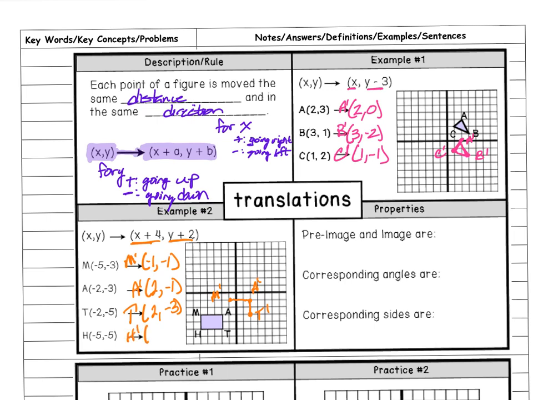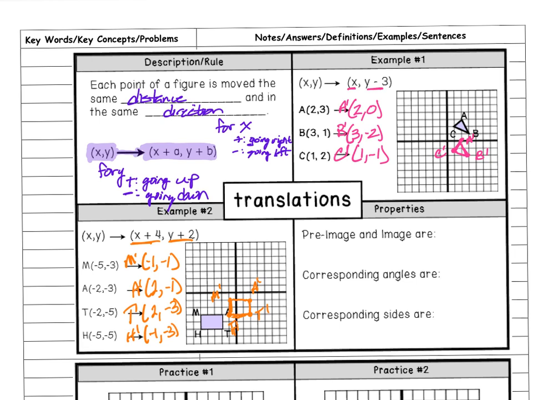H prime is going to be (-1, -3). Oh, I think I counted wrong. 1, 2, 3. There we go. And there we go, because it should be the same shape. Let's see. Yeah, I counted wrong. Okay. All right, so that's how we do that, and that's how we read the equation.